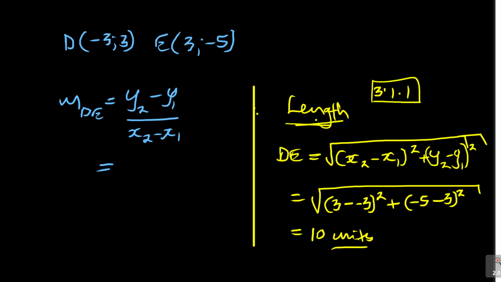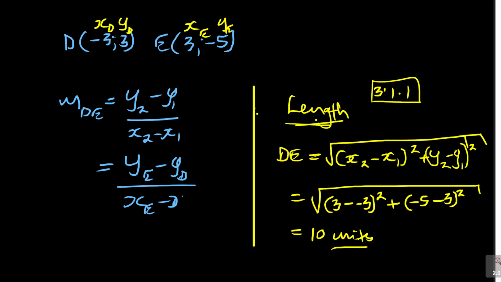Remember, this is your X and your Y, and this is your X and your Y. If you want to make it simpler, you can call this XD, YD, and then XE, YE. So when finding the gradient, it will be YE minus YD, all over XE minus XD. It's up to you. You can use this one, it's still fine. There's nothing wrong with that.